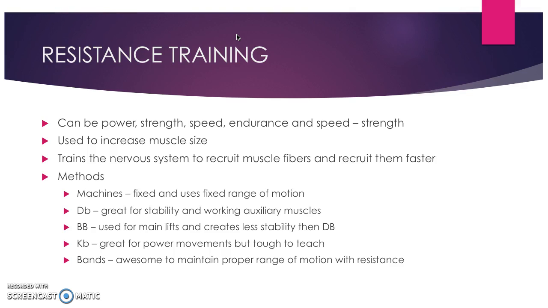Resistance training can be power, strength, speed, endurance, and speed strength, used to increase muscle size. It trains the nervous system to recruit muscle fibers and recruit them faster. Methods: machines are fixed and use a fixed range of motion. Dumbbells are great for stability and working auxiliary muscles. Barbell is used for main lifts and creates less stability than dumbbells. Kettlebell is great for power movements but tough to teach. Bands are awesome to maintain proper range of motion with resistance. Sandbag is another one that we use quite often. I didn't put it in here. That is an uneven modality that is very difficult to teach, but it's also very good for the core and actually the whole body system.